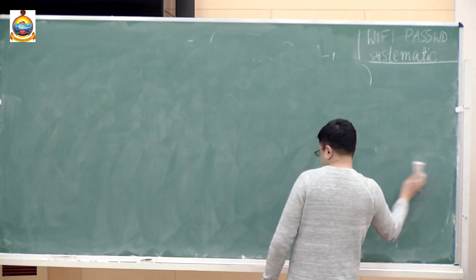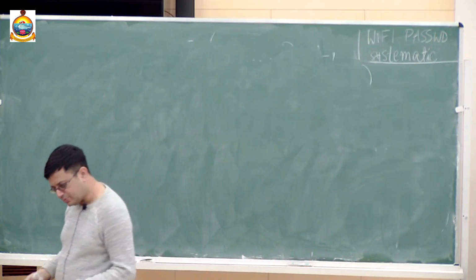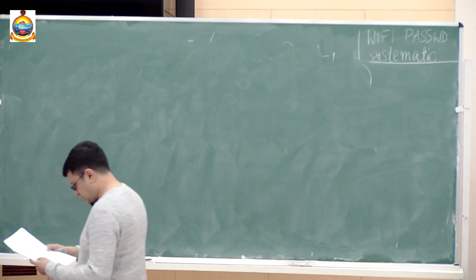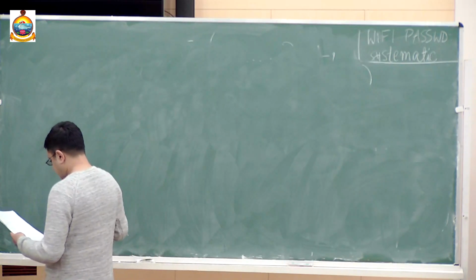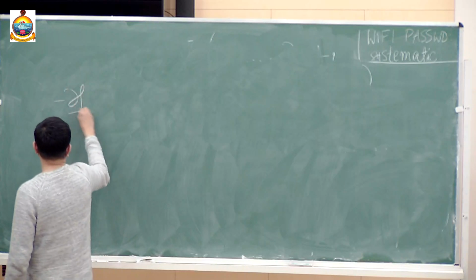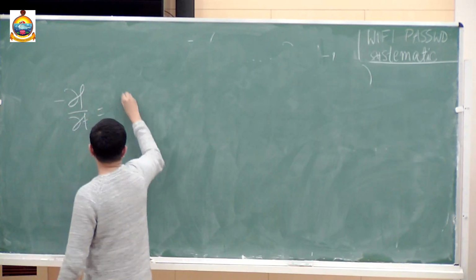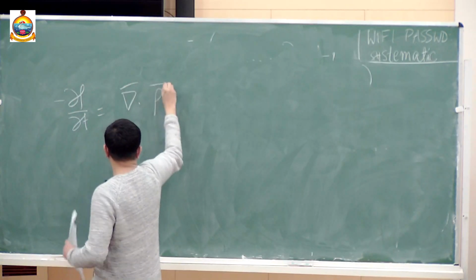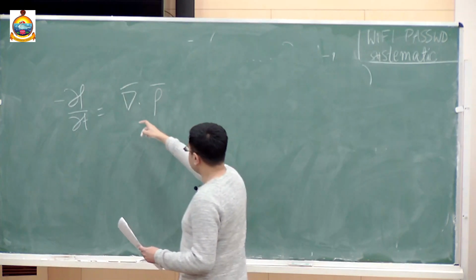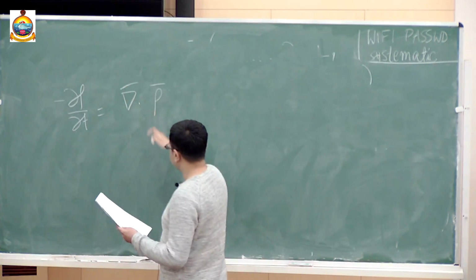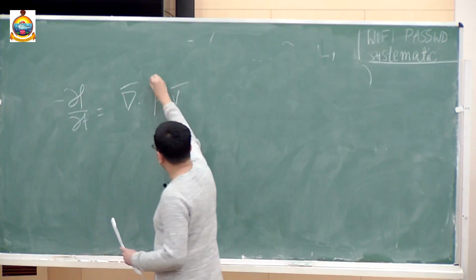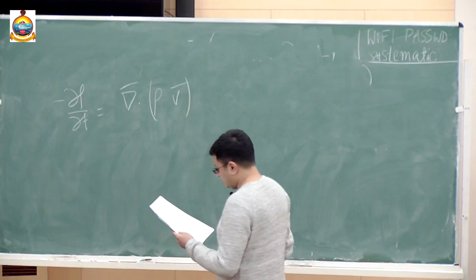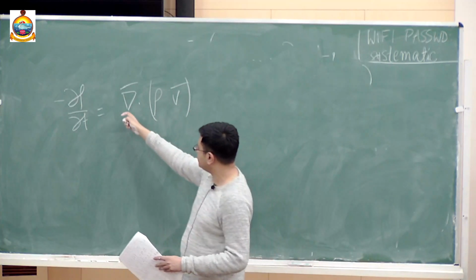and then you can, I'll not do those steps. So what you do is, you have minus del rho del t equal to the divergence of rho v, and then you just expand it out.